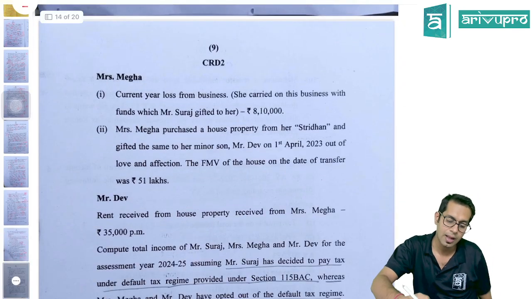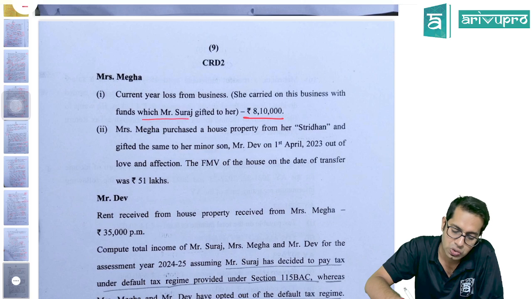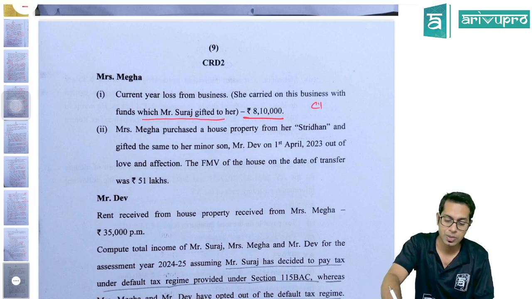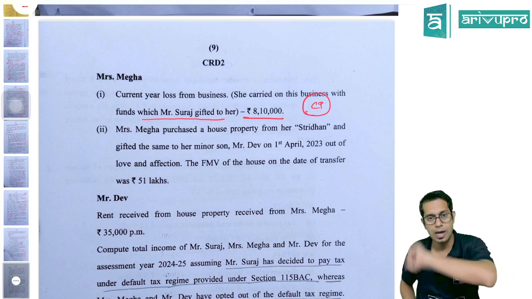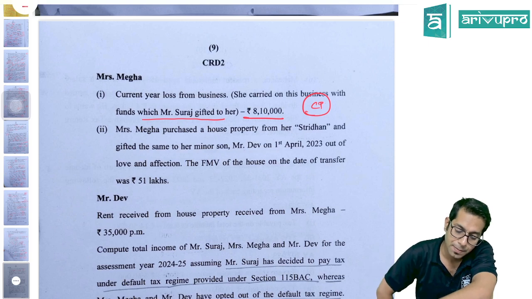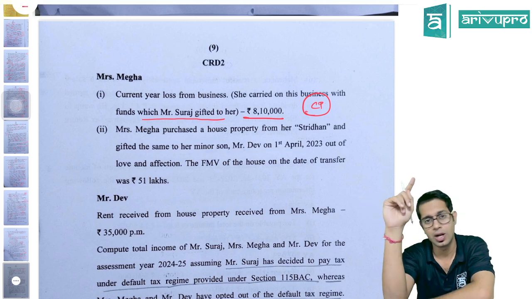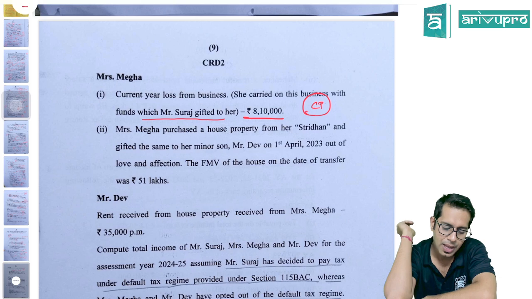Now, with respect to Mega, current year business loss of Mega is 8,10,000. She carried on the business with the funds which Suraj gifted to her. Husband's money, clubbing provisions will come into picture. Okay, so the loss will be allowed to be set off by that person, Suraj. Mrs. Mega purchased a house property from, now I hope your clubbing provision says that amount should be there in your opening capital as on first day of the previous year. Some stories are there over there.